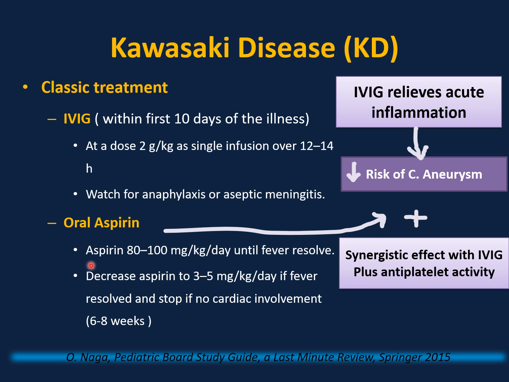This patient has to continue an aspirin. What if the aneurysm doesn't resolve? You have to continue forever. Very important to know, if the patient is resistant to IVIG, there are other medications you can give, for example, corticosteroids.